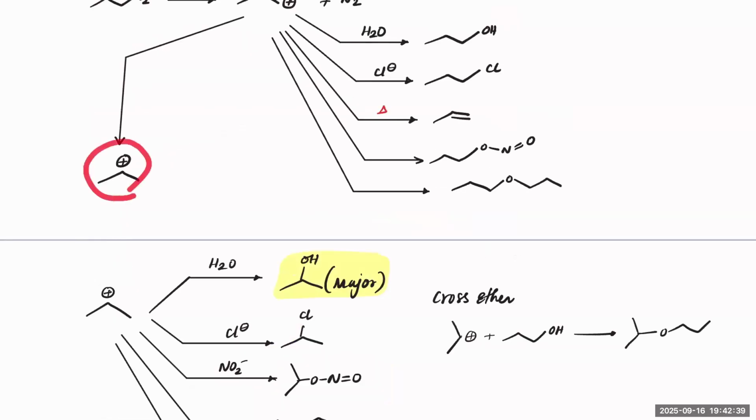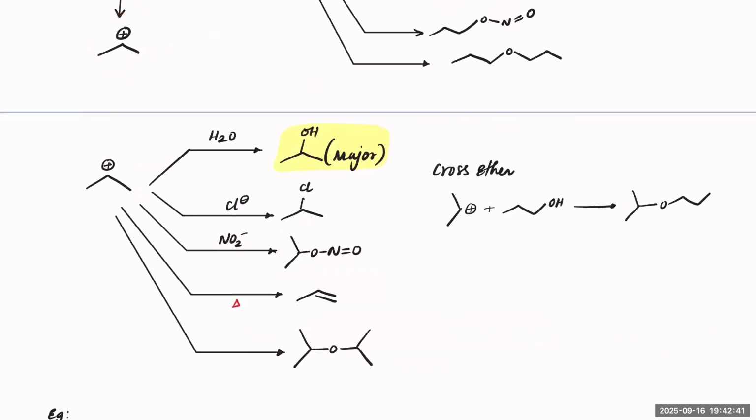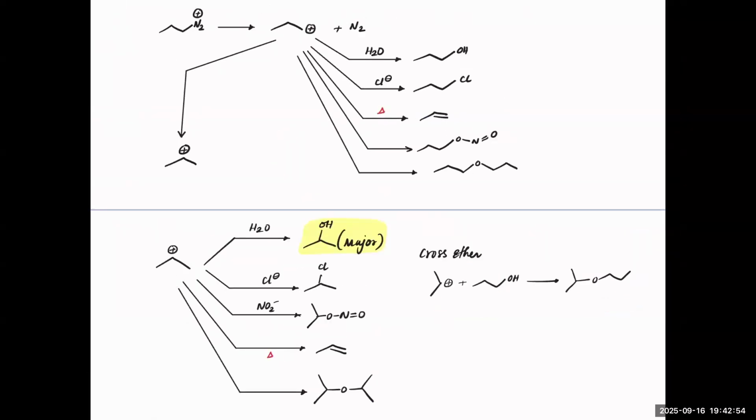Same thing with this 2 degree amine also, the same products you can get: alcohol, chloroalkane, nitroalkane, alkene, and ethers. Cross ethers can also form between these two as well. So many different products you can observe. Clear?